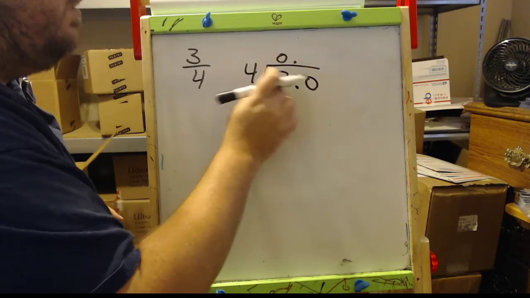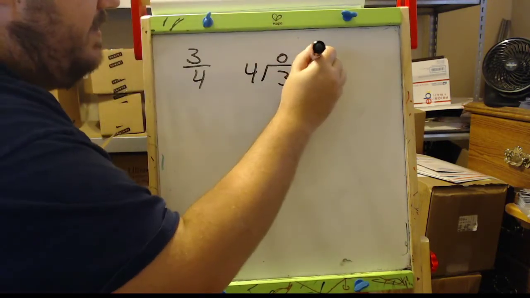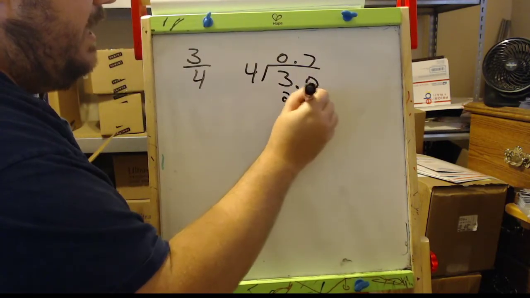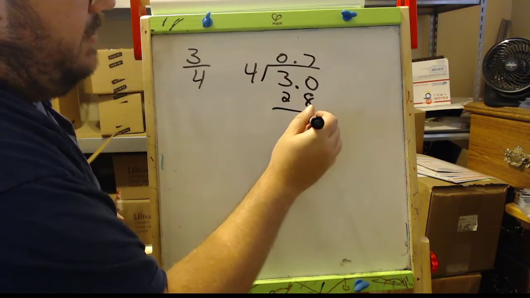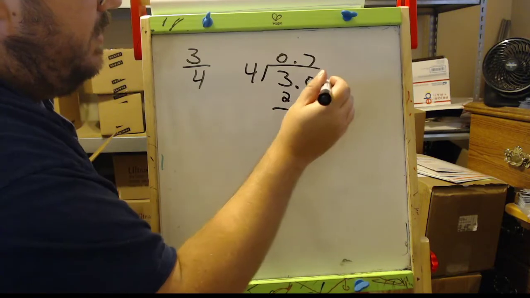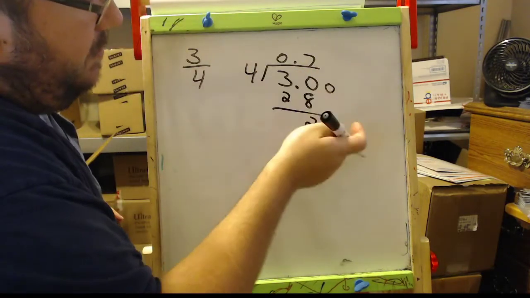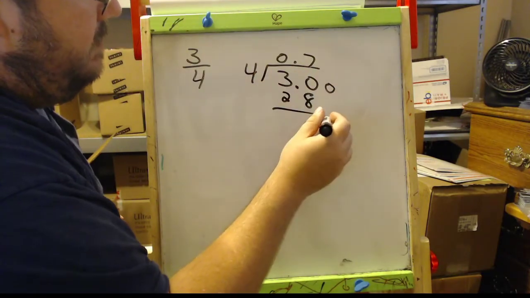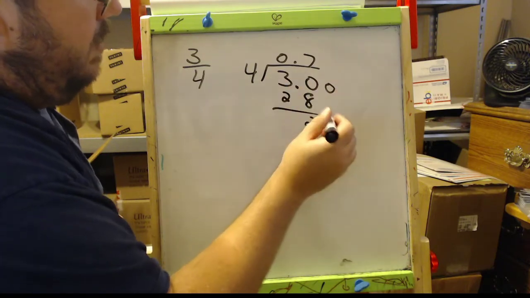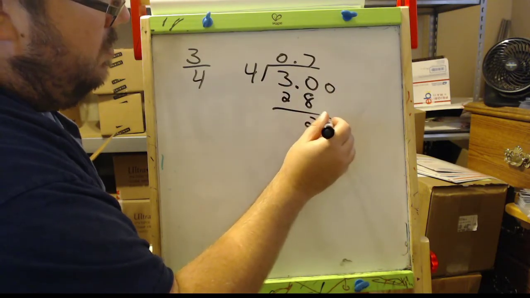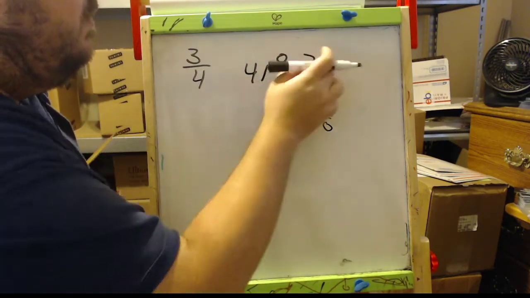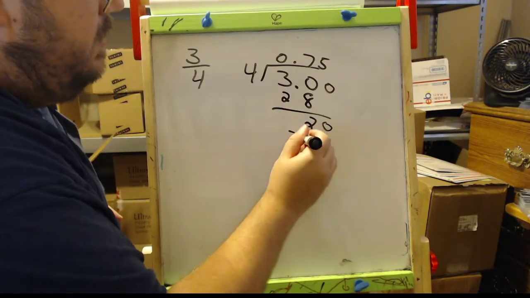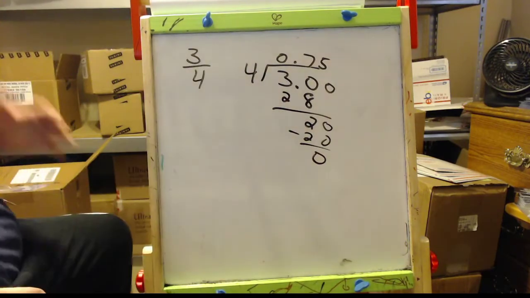So let's do that. 4 goes into 30. All right, 7 times 4 is 28. And now we're just dividing into a decimal. 30 minus 28 is 2. We're still not done. If we want a full decimal and not a remainder, we talked about this with remainders and things like that. 4 goes into 0. Bring it down. 4 goes into 20. Okay. 5 times 4 is 20. And we're left with 0.75.